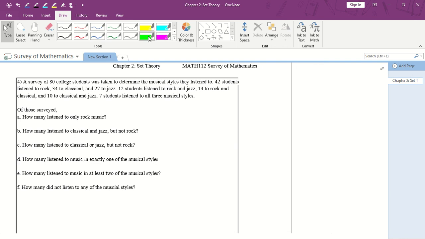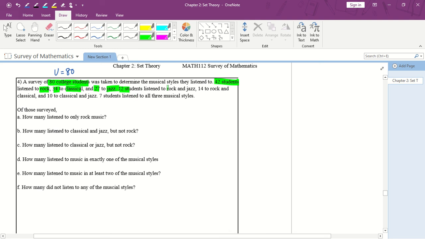A survey of 80 college students. Okay, listen to here. 80 college students. So that means U here is equal to 80. And now it says the survey was taken to determine the musical style they listen to. 42 students listen to rock. 34 listen to classical. And 27 listen to jazz.